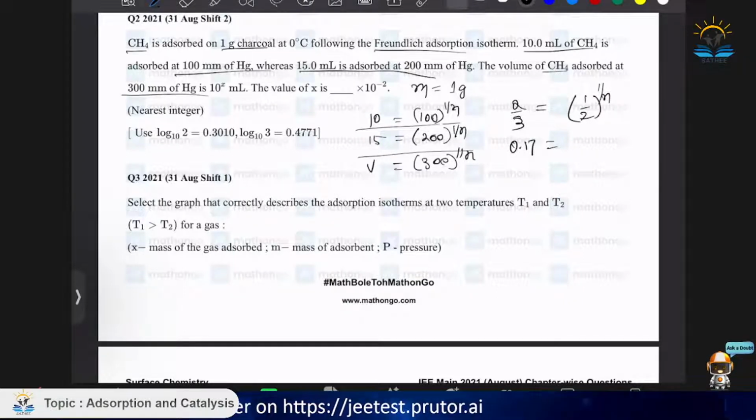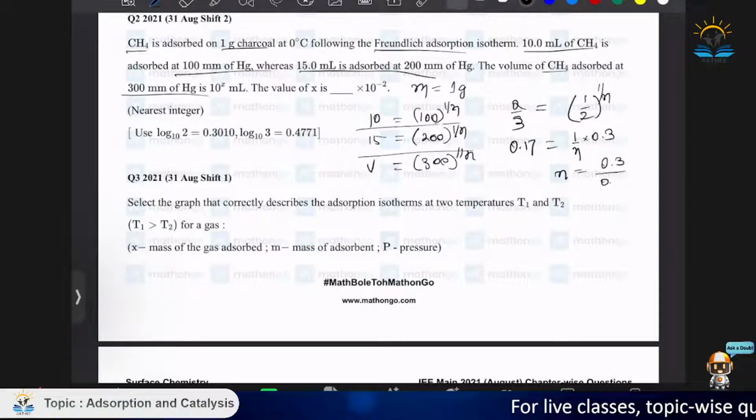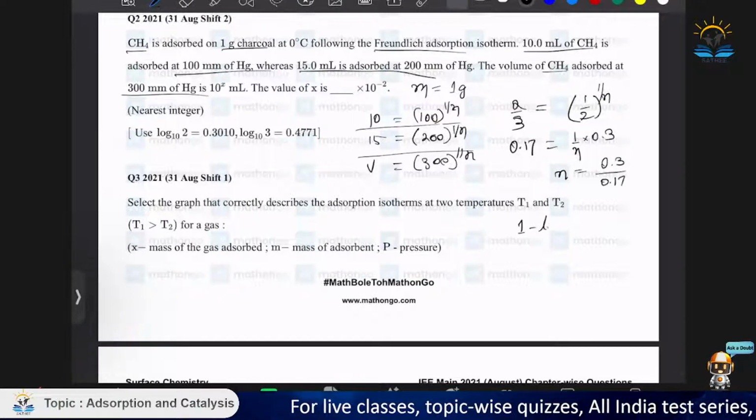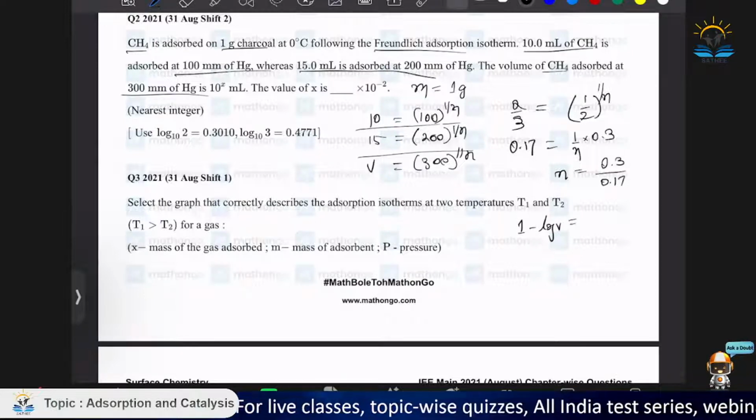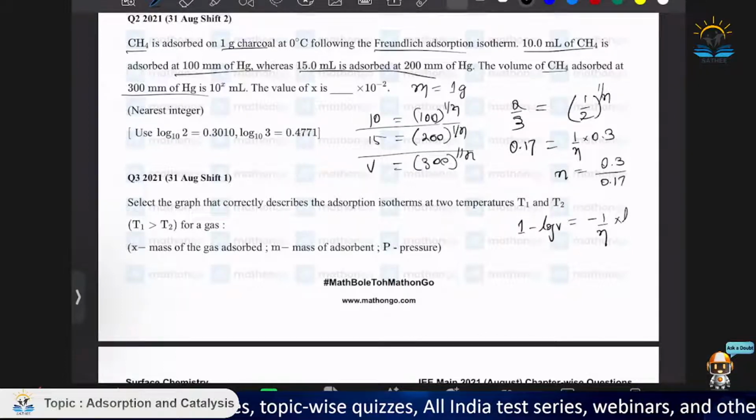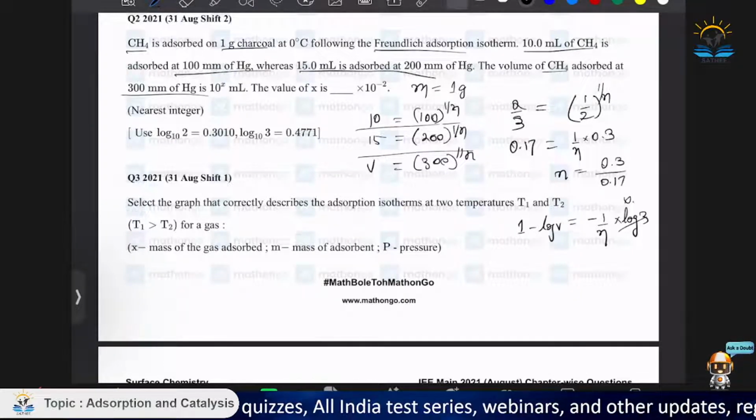So 0.17 is equal to 1 by n into 0.3. So n is equal to 0.3 divided by 0.17. That is the value of n, and we put this in the other equation, that is 1 minus log V is equal to minus 1 by n into log 3. Log 3 is 0.47.